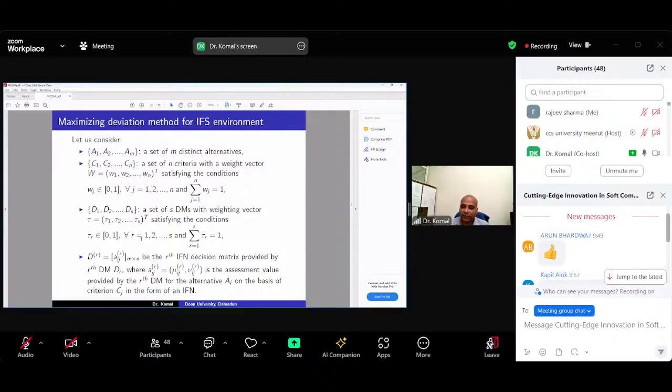Now, each decision maker will provide certain information in terms of a matrix. Here the rows represent the alternatives and the columns represent the criteria.